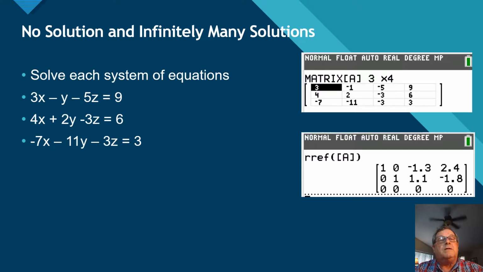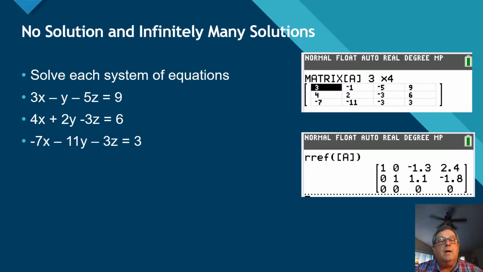Recall when we're solving systems of equations, we can have one solution, we can have no solution, and we can have infinitely many solutions. And so we're going to take a look at a couple of these, and I have screenshotted some things from my calculator so that we can identify when we've got either infinitely many solutions or no solution. So here's my system of equations.